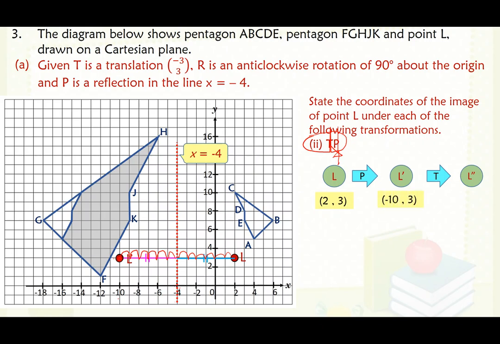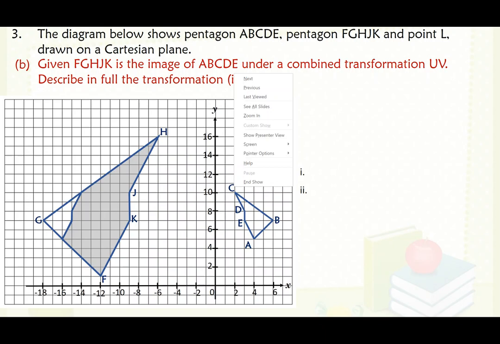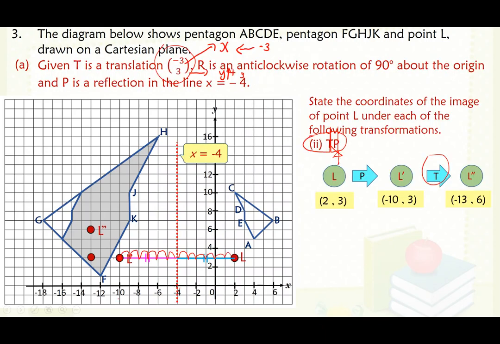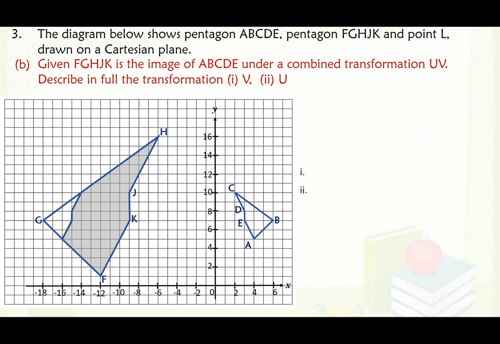Now we go to transformation of the T. T is a translation. X, this is X. That means go to your left hand side, -3. Go to your Y, positive, up, +3. So now the go to left hand side, -3, going up 3 times. L prime prime, the coordinate is -13 and 6.